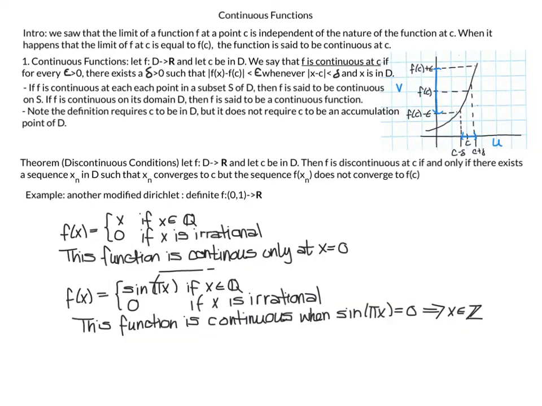Two other modified Dirichlet functions. The first one: f(x) is equal to x if x is rational, and 0 if it's irrational. So the only time that this is continuous is when x equals 0, when these two kind of meet. And so this function is continuous at a single value. Similarly, if I have f(x) equal to sine of pi x if x is rational and 0 if it's irrational, this will be continuous only when these two functions meet. That is when sine of pi x is equal to 0, that is when x is an integer. So this is a function that is continuous only at the integers.